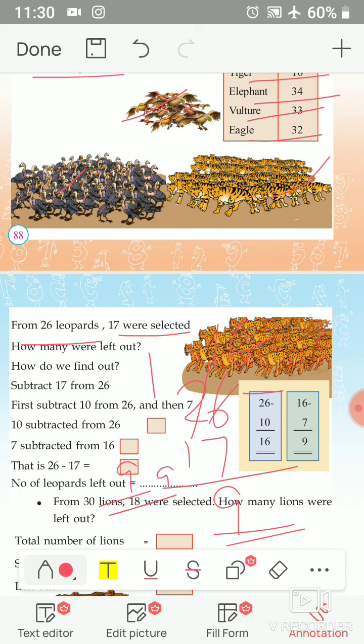Nine leopards are left. How many leopards are left? Nine leopards. 9 leopards are left. Clear? You need to study only one method thoroughly. Okay.